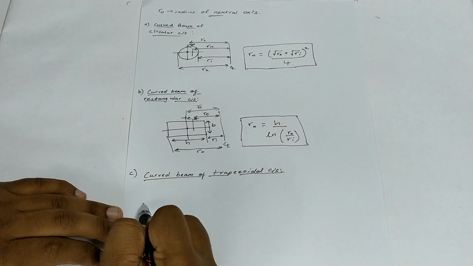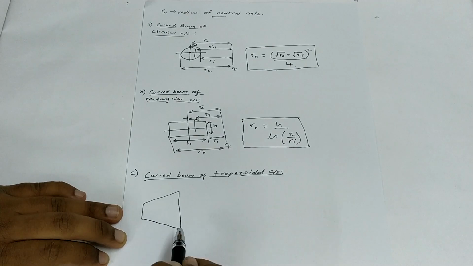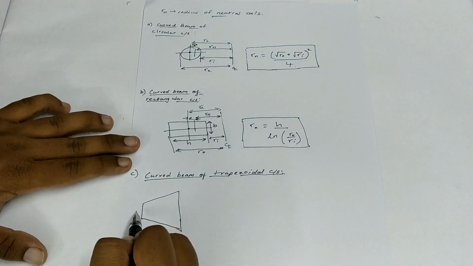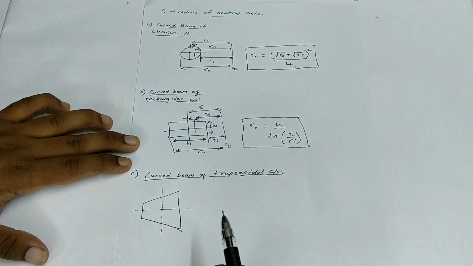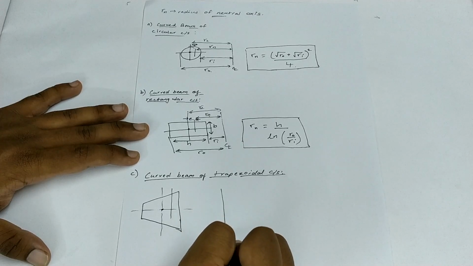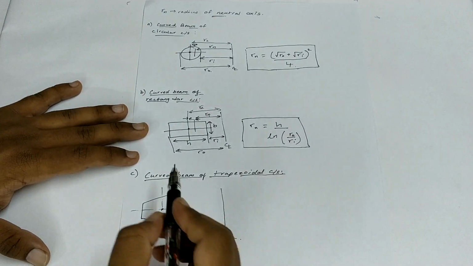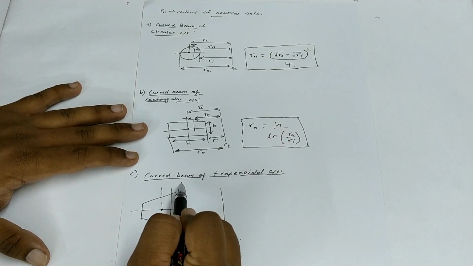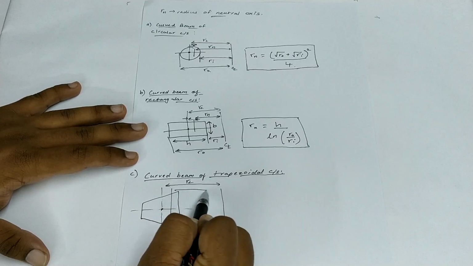Next, let's move on to curved beams of trapezoidal cross sections. We begin by drawing a trapezoid. The trapezoid represents the trapezoidal cross section of the curved beam. Let's first draw the centroidal axis and then the neutral axis which is below it. Then let's draw the center line, and similar to the previous cases, again we denote the radius of the centroidal axis by RC and the radius of the neutral axis by Rn.